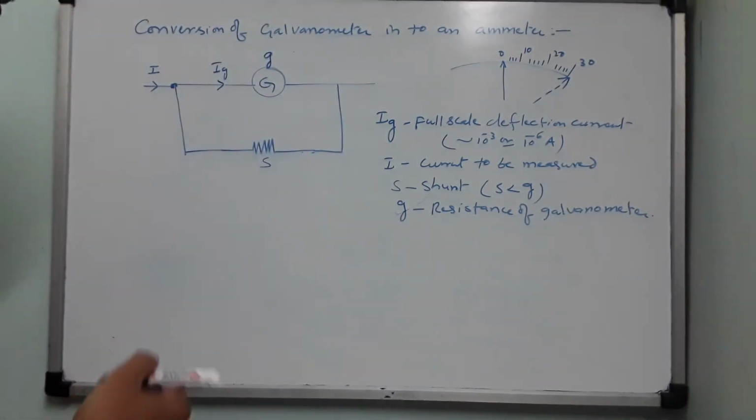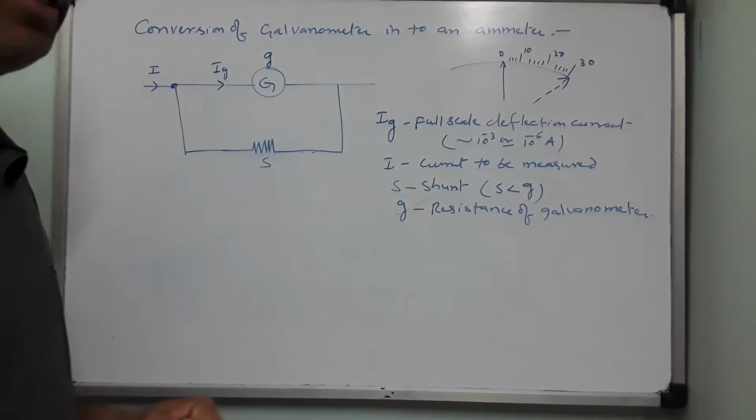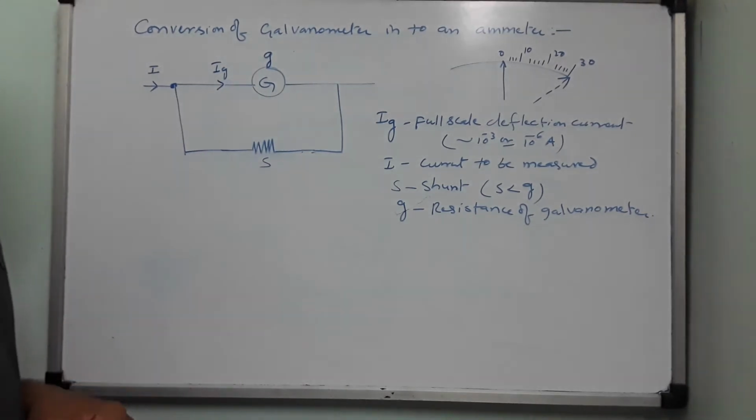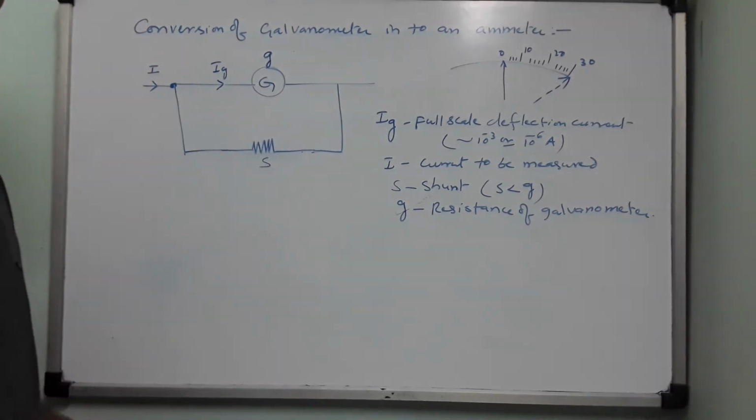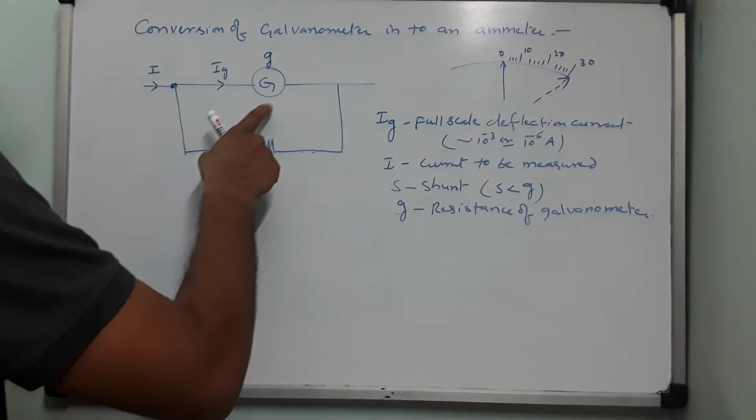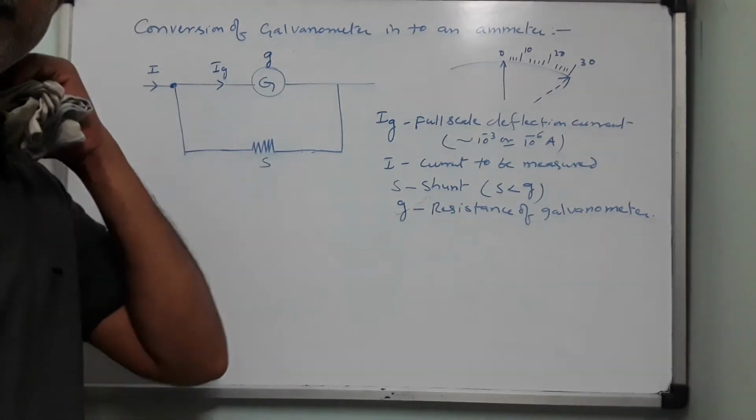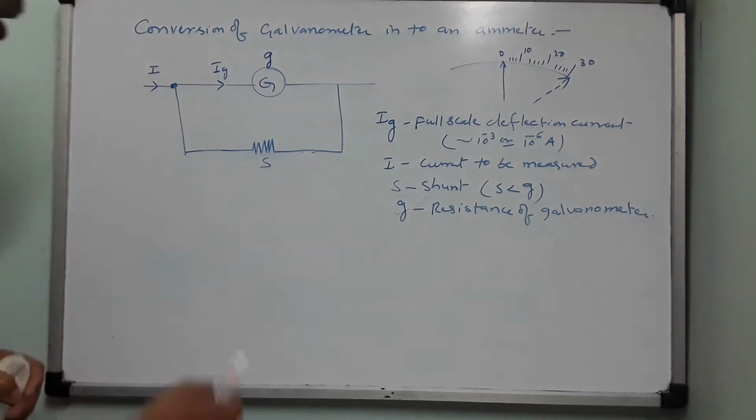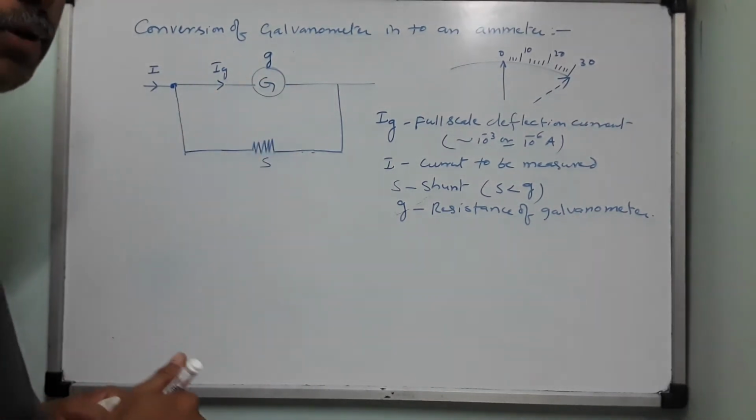So the purpose of connecting a shunt in parallel to the galvanometer is only to protect the galvanometer from high currents. What is the purpose of shunt? Shunt is to protect the galvanometer from high current. The value of shunt should always be smaller as compared to G, otherwise there is no use. Suppose you connected a 200 ohm resistor here. This is already 100 ohm. So current tries to flow in the 100 ohm only, because less is the resistance, more is the current. So you should bypass the maximum current to pass through the shunt, not through the galvanometer.